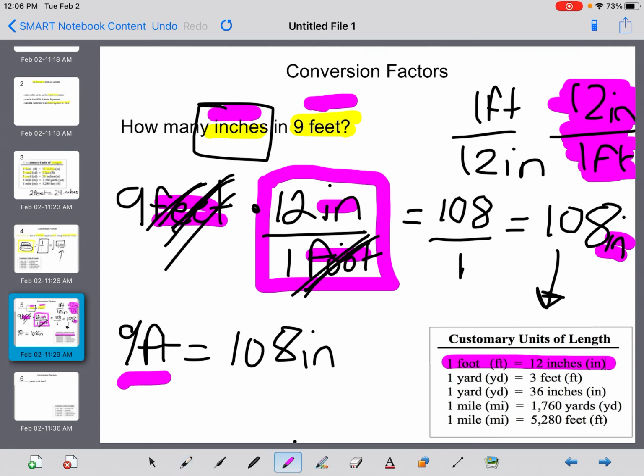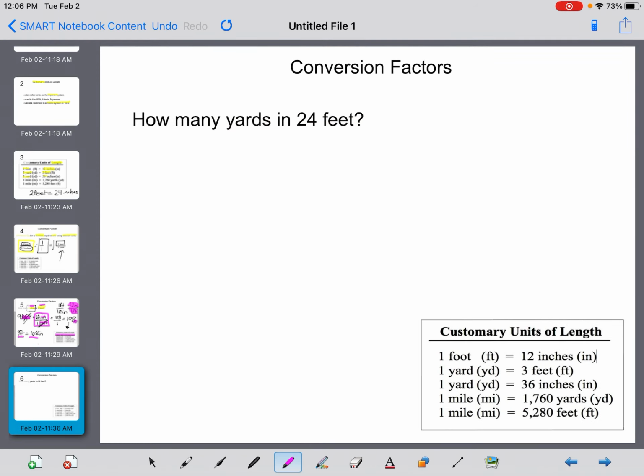Now, again, grade 7, I want to reiterate or make my point clear. I did not change, let's say, how much material I had. Whether I have 9 feet or whether I have 108 inches, I'm not changing the amount. I'm changing how I'm measuring it. So let's do that again.